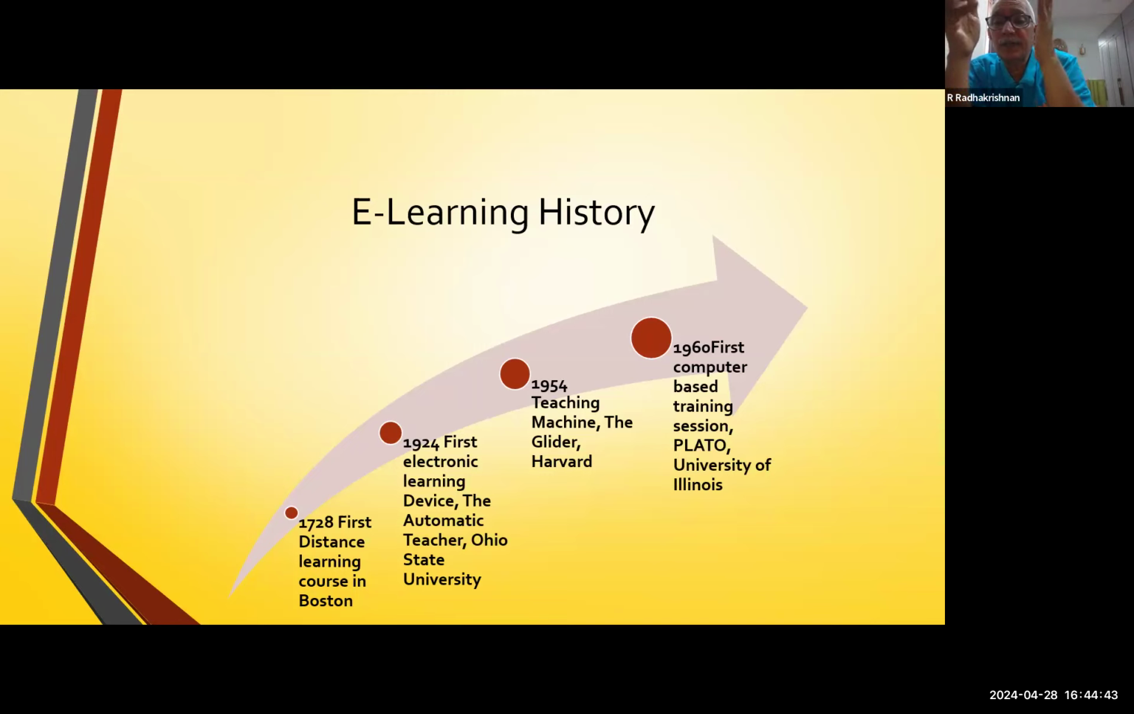And then the first computer-based training session was from the University of Illinois, a training system called Plato. Plato stands for Programmed Logic for Automatic Teaching. That is what Plato is known as. They started it in Illinois, and it was the first computer-based training where a few computers were kept around and teaching happened.